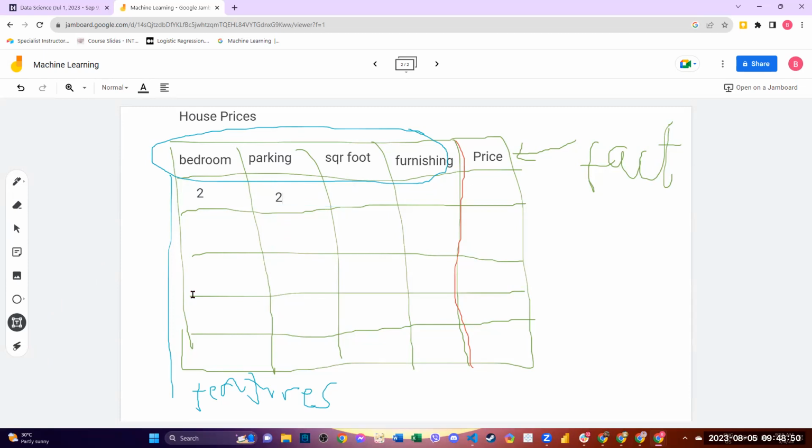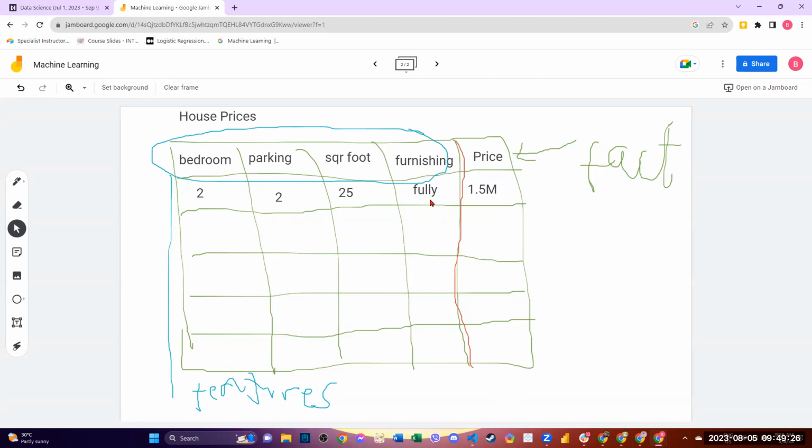And 2 parking lots. Wow, usually we have 1 parking lot, no? Square foot, maybe 100 square or 25 square foot. And then what else? Furnishing, fully furnished, right? So probably the price is 1.5 M, right? So this is what I'm talking about.